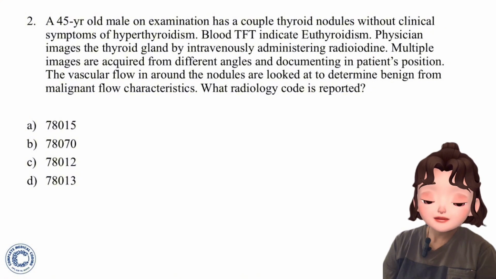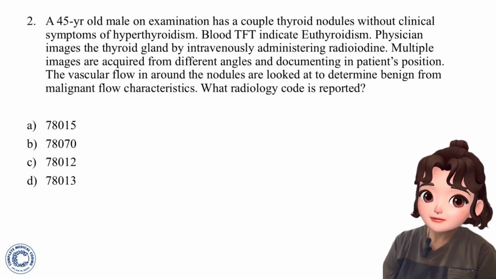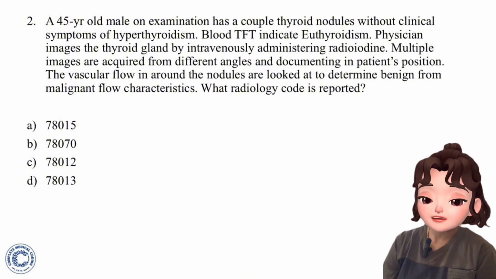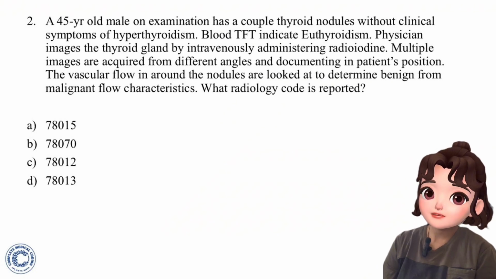78012 and 78013. 78012 is thyroid uptake, single or multiple quantitative measurements, including stimulation, suppression, or discharge when performed. No, not thyroid uptake. That's also wrong. So, what is 78013? That is what we need exactly.